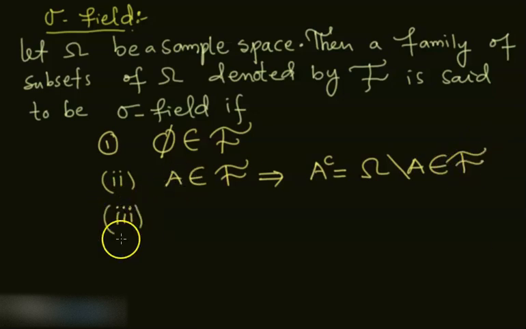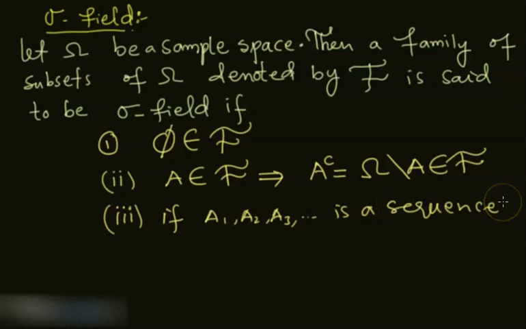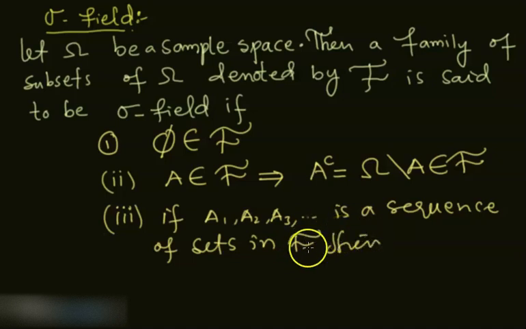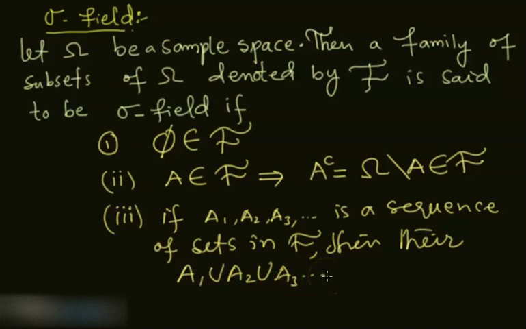And then third and the last property that it has to have is if A1, A2, A3, and so on is a sequence of subsets or offsets in this calligraphic F, then their union A1 union A2 union A3, this union also belongs to this F. So sigma field is nothing but a collection of subsets of sample space.